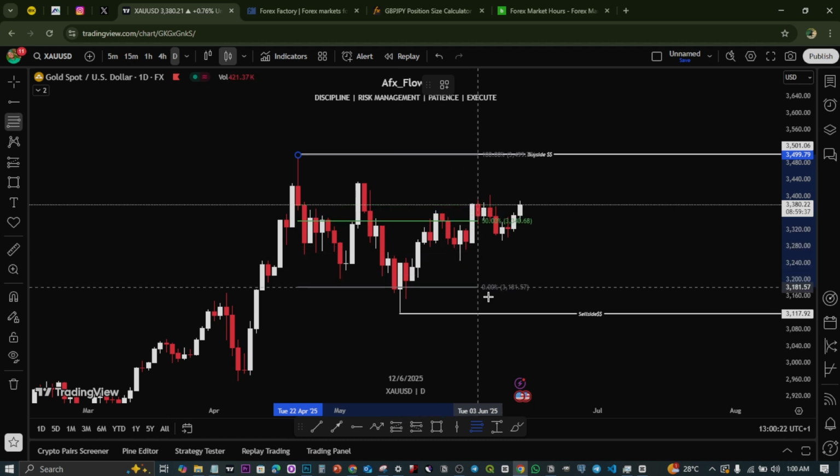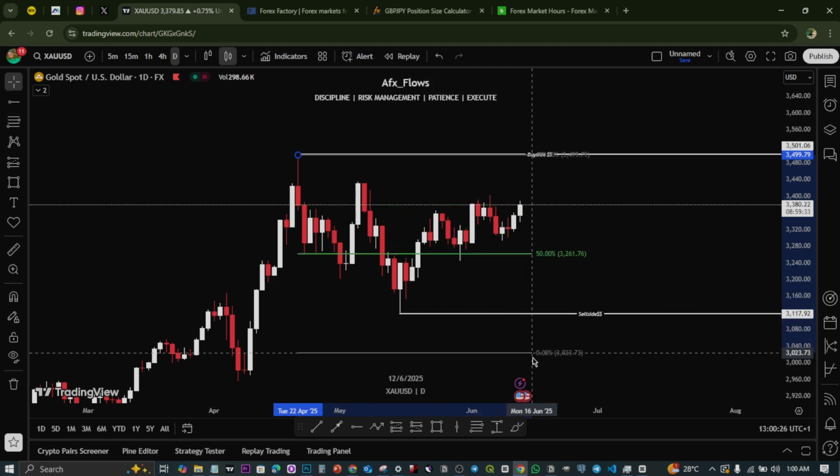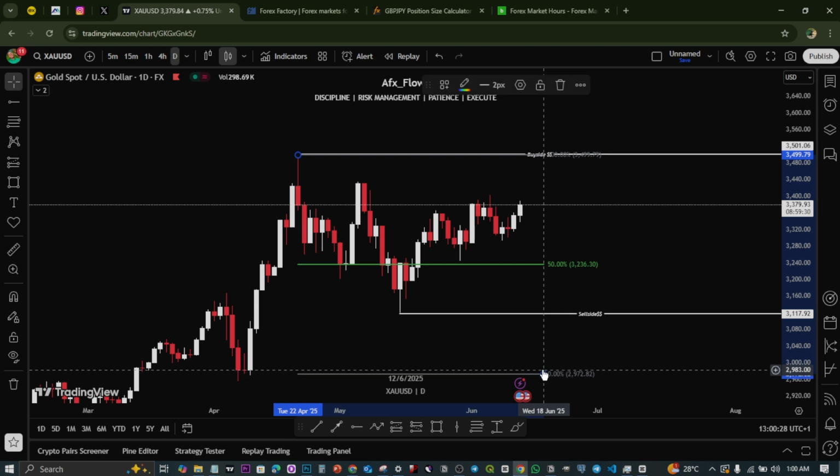So looking at what gold is doing now, I bring out my fib tool from my swing high to my swing low. So where is gold currently at? There's what is called discount price and premium price. Gold is currently in a premium price, which means it is higher, the cost is higher.